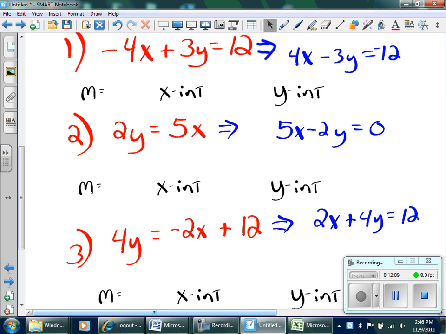So I get 5x minus 2y equals 0. It doesn't equal nothing, it equals 0. 0 is a number. And then on number 3, I added 2x on each side, and I get 2x plus 4y equals 12. Go ahead and find the slope, x-intercept, and y-intercept for each problem now that you have the correct forms.